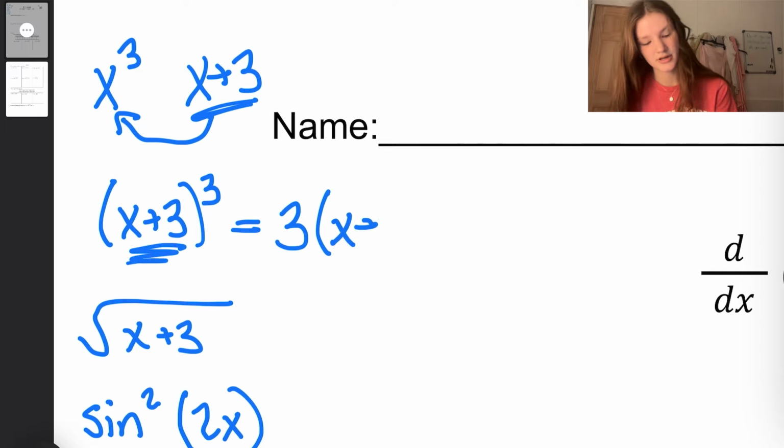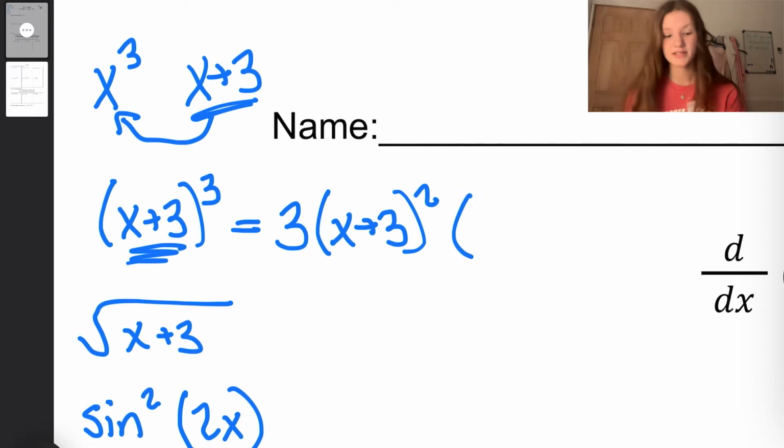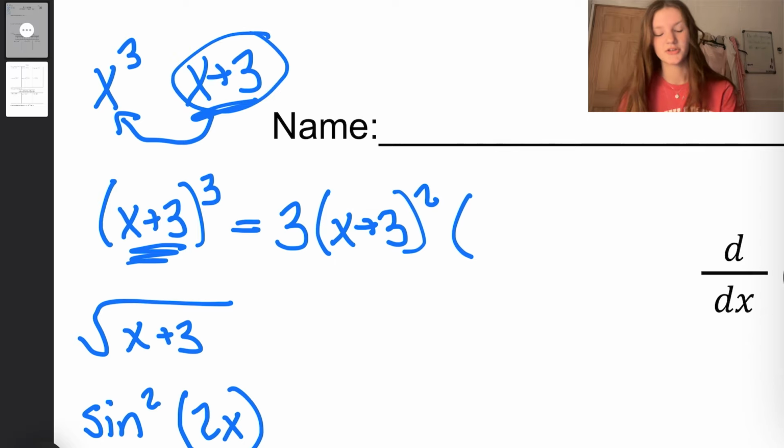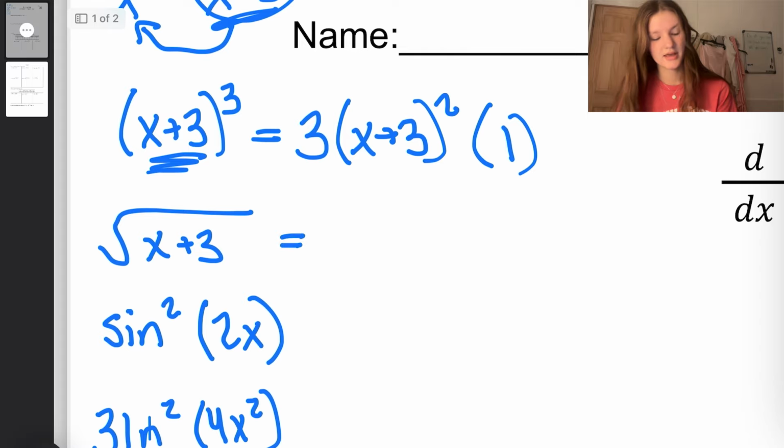x plus 3 squared. You're doing the power rule here. And then you're going to times that by the derivative of the inside, which is this, and the derivative of that is just 1. So, okay, this is the same thing.